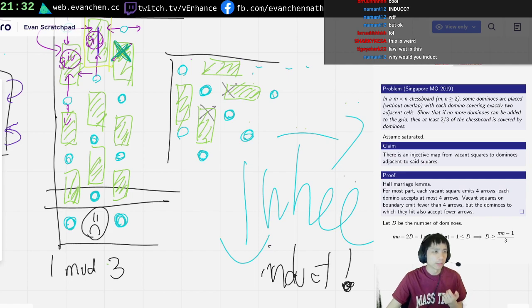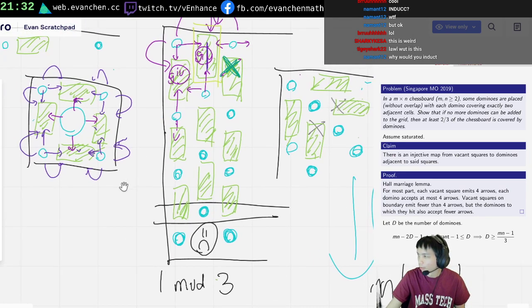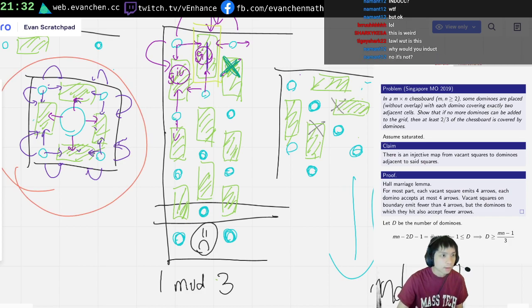Why would you induct? I think it's very reasonable to induct, right? Because this picture here was the most important picture I drew once I realized where this was headed. Oh, that's where the red is. Okay.